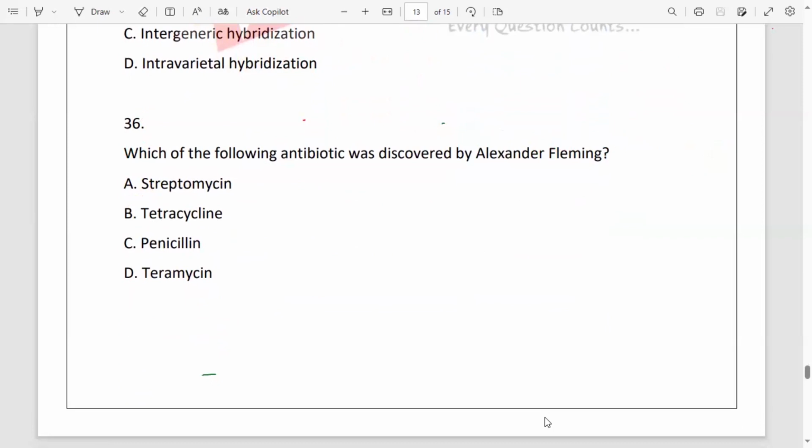Which of the following antibiotics was discovered by Alexander Fleming? Alexander Fleming is well noted for the discovery of penicillin. So 36, third option.